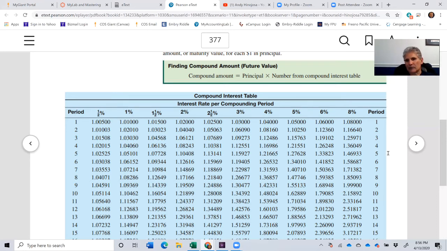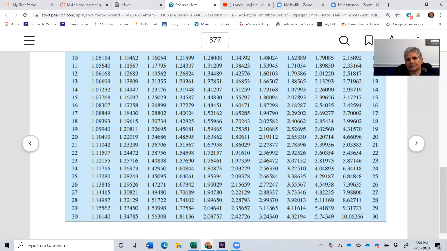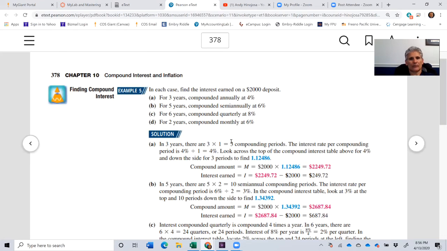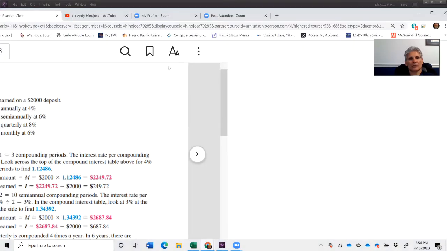So once we have those numbers, we then have a table we can look up. This is the compound interest table. See that? I'm sure we'll come back to it, so let's go ahead and move over to the next. In each case, find the interest earned on a $2,000 investment.